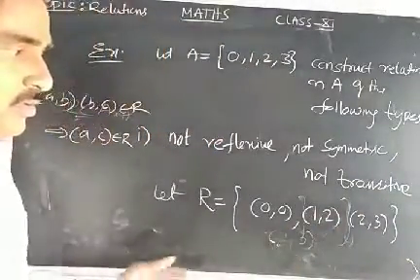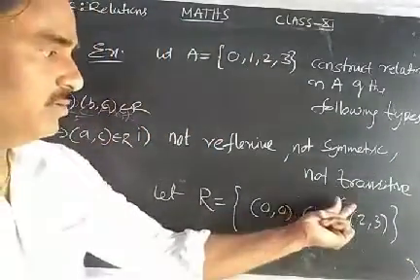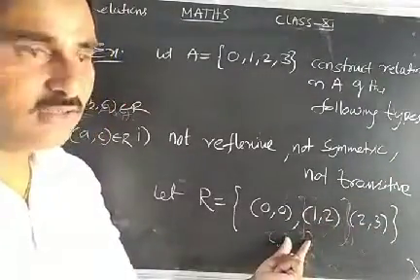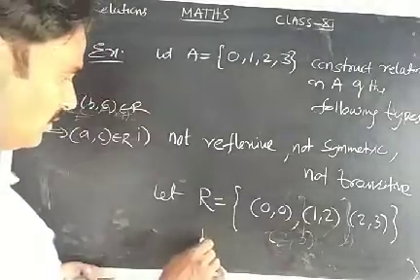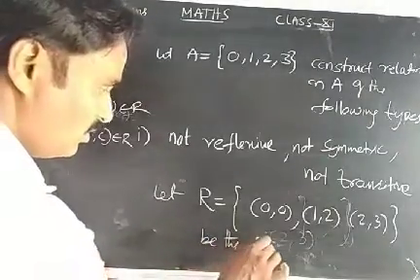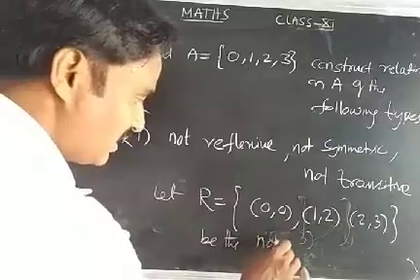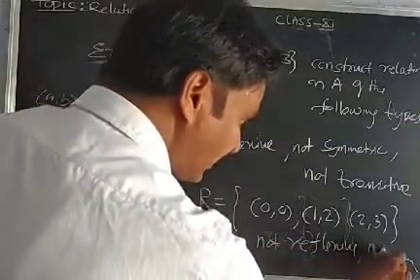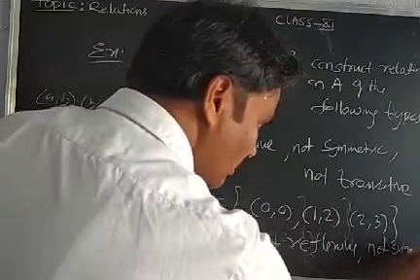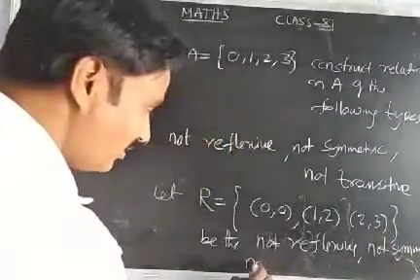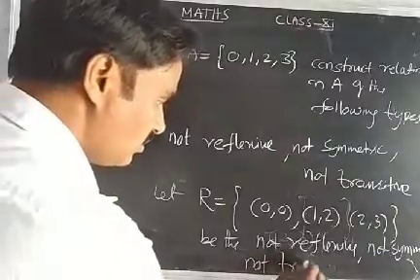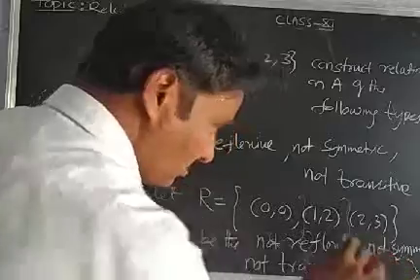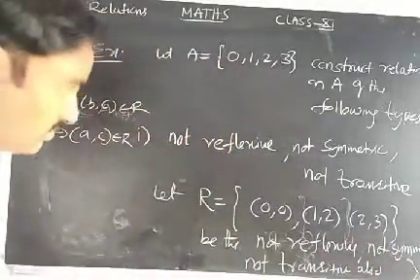Now check transitive. 1, 2 and 2, 3 belong to R, but 1, 3 is not there in R. Now it is not reflexive, not symmetric, not transitive also. Okay, this is the first question.